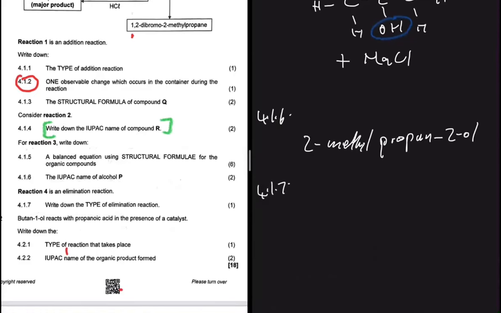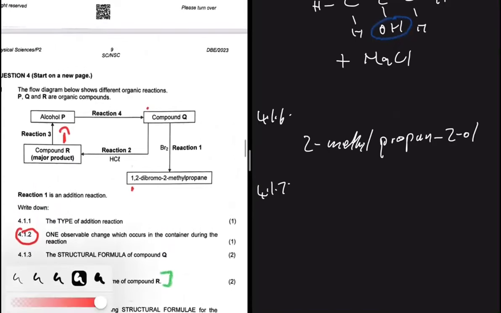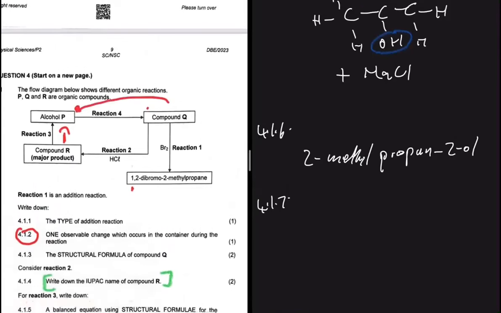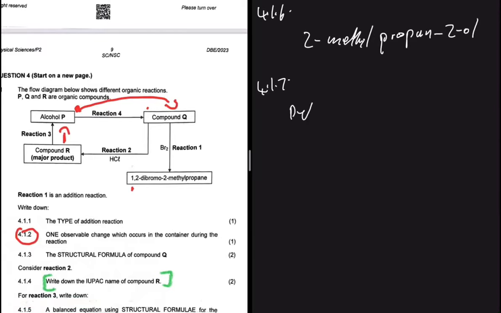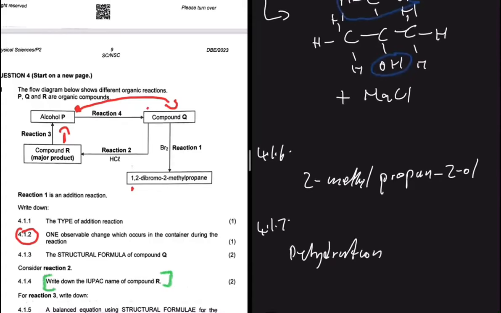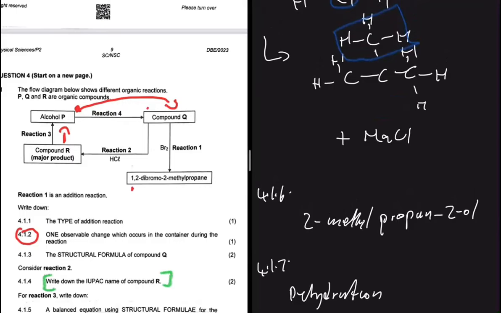4.1.7, we are looking for the type of elimination reaction in reaction 4. So we're starting with an alcohol and we're ending up with an alkene. That's dehydration. We're removing an OH and then H, right, to get that double bond, right?